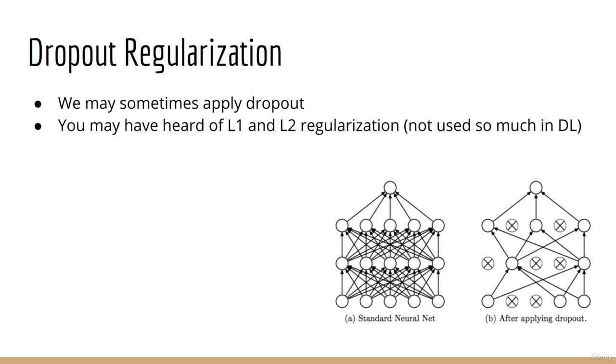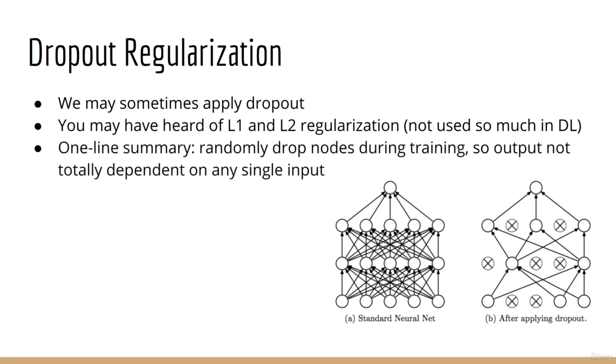My goal isn't to get in-depth about dropout in this course because I already have a course that describes it in detail. Instead, I'll give you a one-line summary, which is that by dropping random nodes in a neural network during training, we make the neural network less dependent on any particular input feature, which helps to spread out the influence of each input. This is similar to what L1 and L2 regularization try to do.